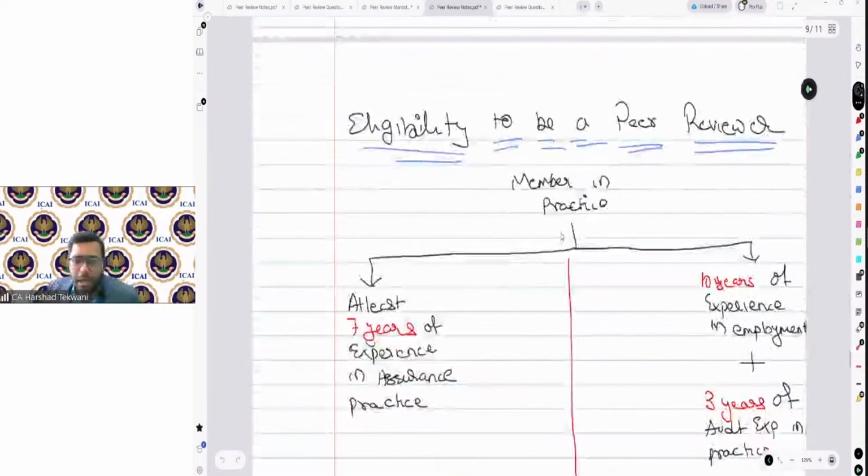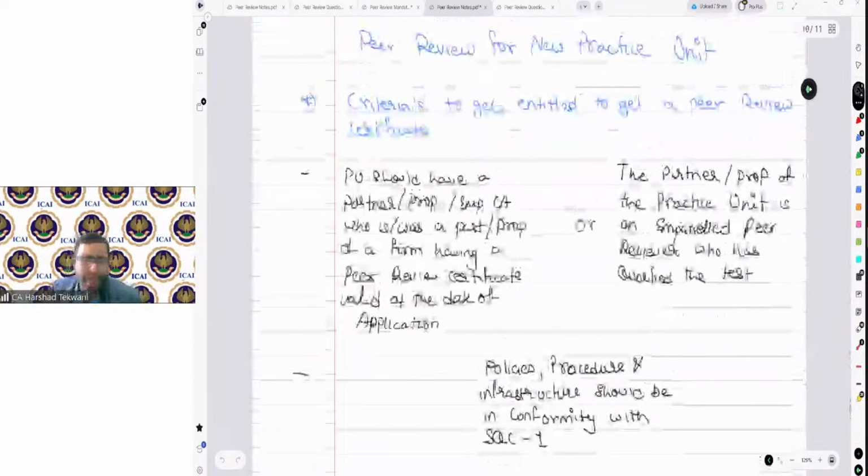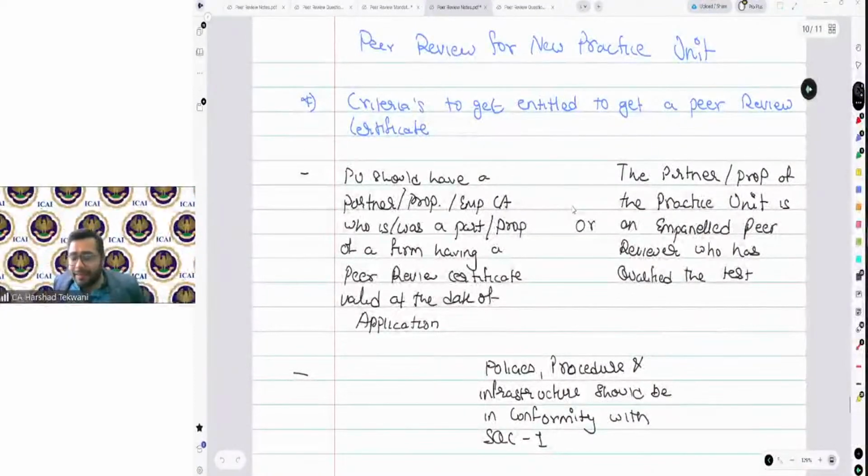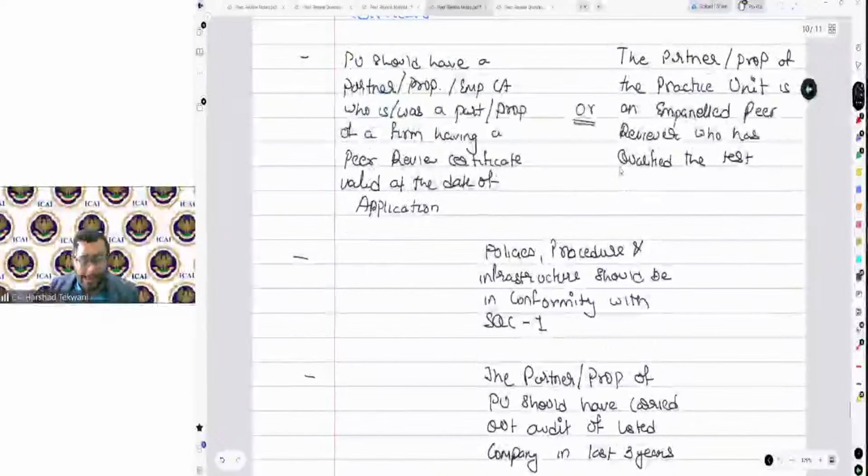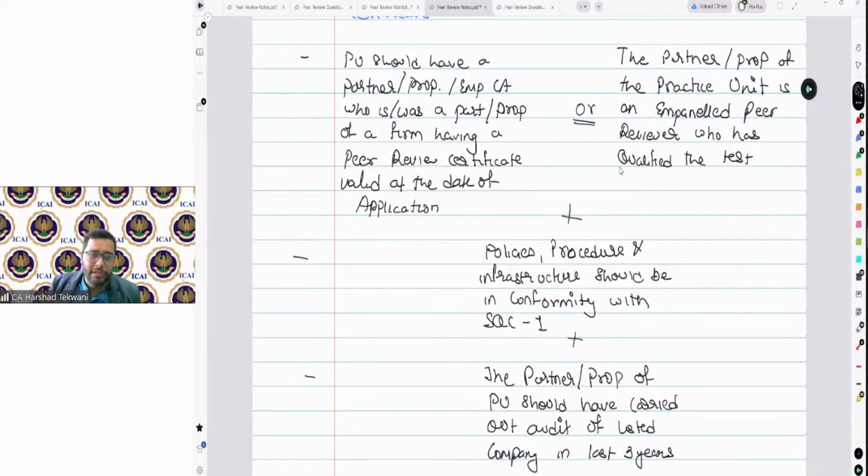Another question: is it necessary to satisfy all these conditions? The answer is yes. Unless I have mentioned "or", it is necessary to satisfy these conditions. This is "and" basically, plus. So this or this, then this and this. These three conditions are required to be satisfied. Any doubt for the new practice unit? Any doubt, guys?